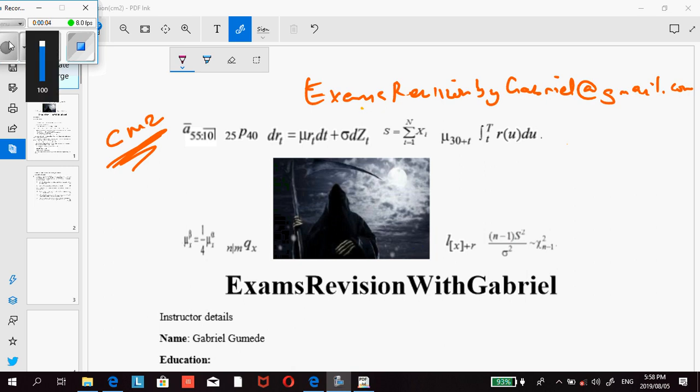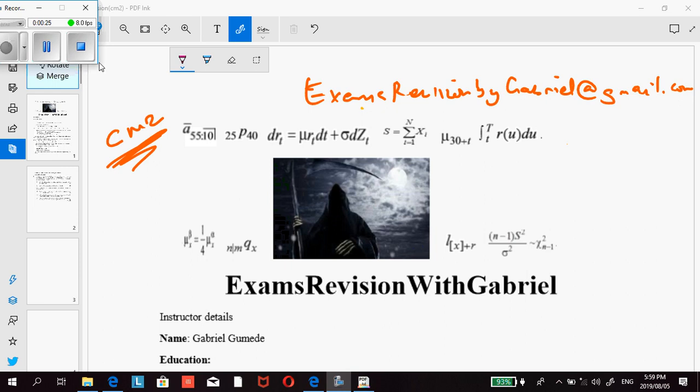Welcome to this exam revision session on models for credit rating. Now, in fact, let me say it now. This is one of my favorite sections in this subject. As you will see when I'm explaining it, I'm quite passionate about this subject.